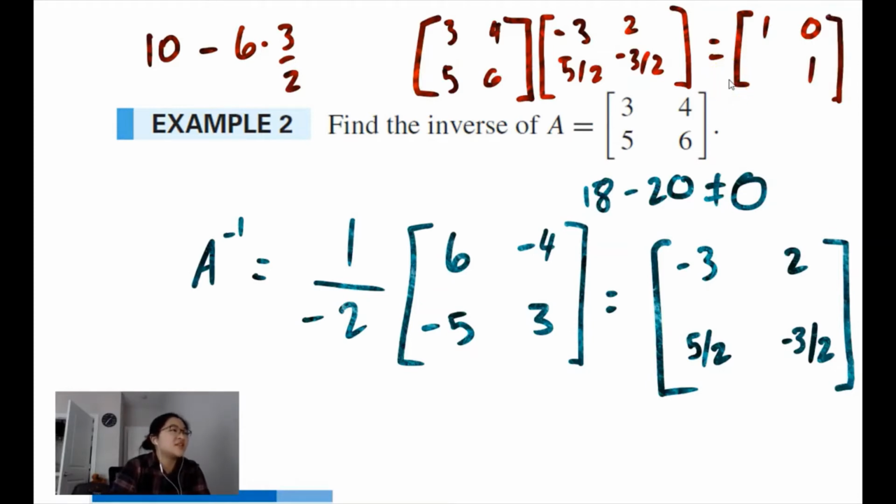Okay, so that's going to be a 1. And then we have negative 3 times 5, which is 15, plus 6 times 5 halves. So that's 15 minus 30 over 2, which is 0. So we ended up with our identity matrix, and it's very good. So we have shown by this example that this works.